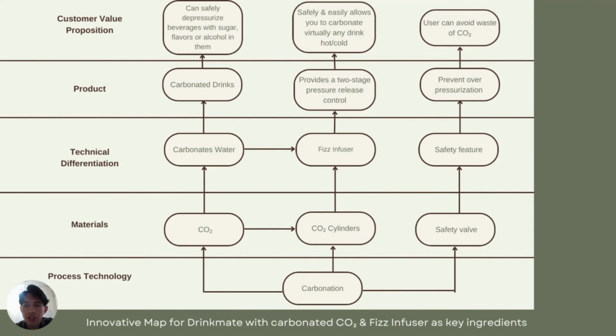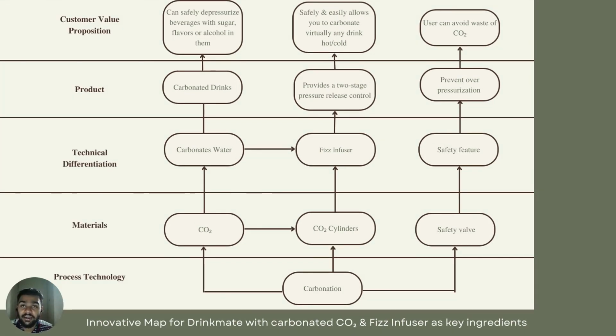What sets apart this product is the technical differentiation, the fizz infuser, which enables better carbonation. The patented fizz infuser is the key component of the DrinkMate system. With slow and fast pressure release options, you can easily prevent overfoaming. This is the reason you are able to carbonate more than just water. When adding CO2 to drinks that contain tannins or sugars, this creates a lot of foam. The pressure release functionality on the DrinkMate Fizz Infuser allows you to depressurize these drinks without creating a big mess. The product provides a two-stage pressure release control which can safely depressurize any drinks, be it hot or cold.